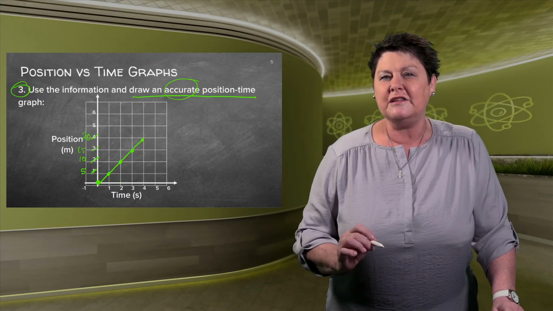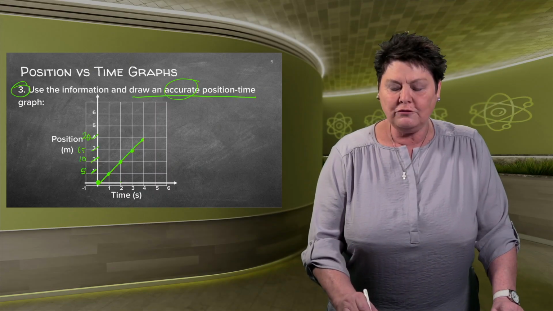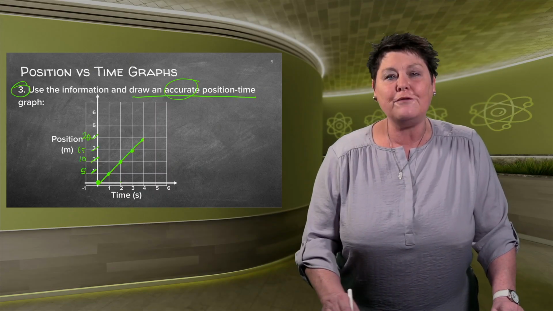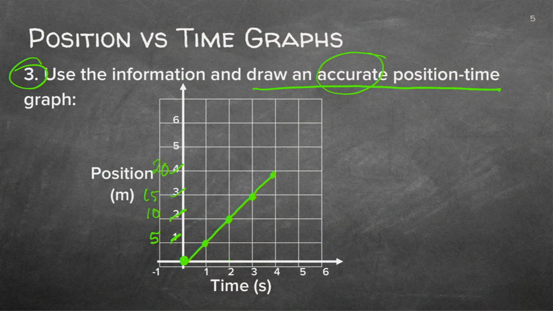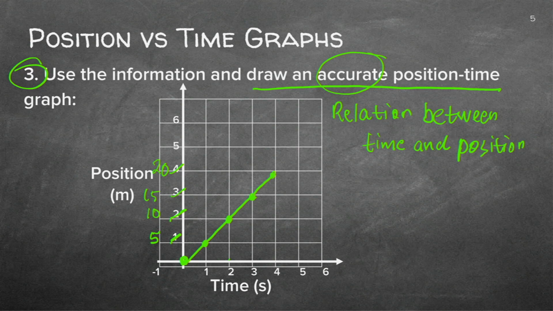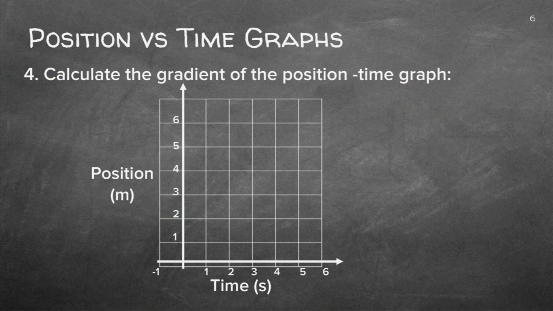The last hint I want to give you, if you have to draw a graph, always have a heading, a name for the graph. So this one will be the relation between the time and the position. Make sure you've got a name. Make sure you've got a labeled y and x axis in order for you to get all your marks. Let's move on to the next question.